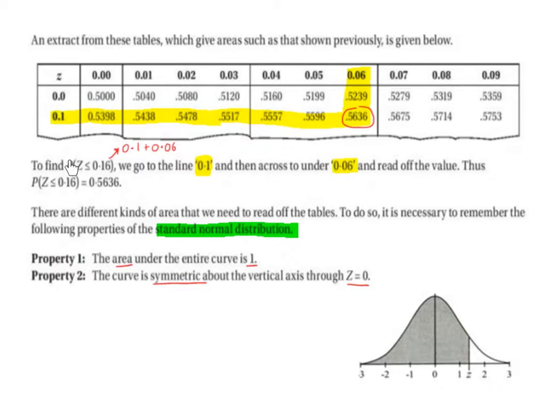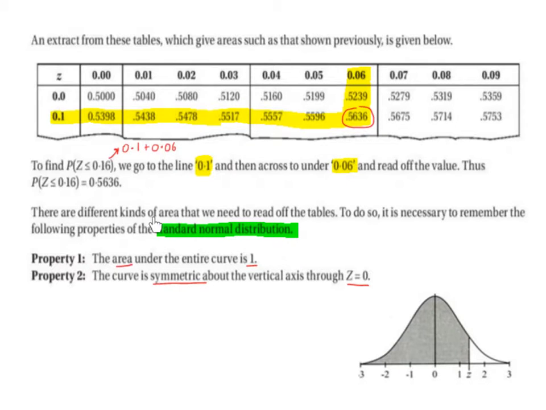To find the probability that z is less than or equal to 0.16, we go to the line 0.1, which we can see here, and then across to 0.06, which we can see here. And we see where they match up, and it ends up to be 0.5636. And we read off the value. Thus, the probability that z is less than or equal to 0.16 is equal to 0.5636. So we got these numbers because 0.1 plus 0.06 is 0.16.